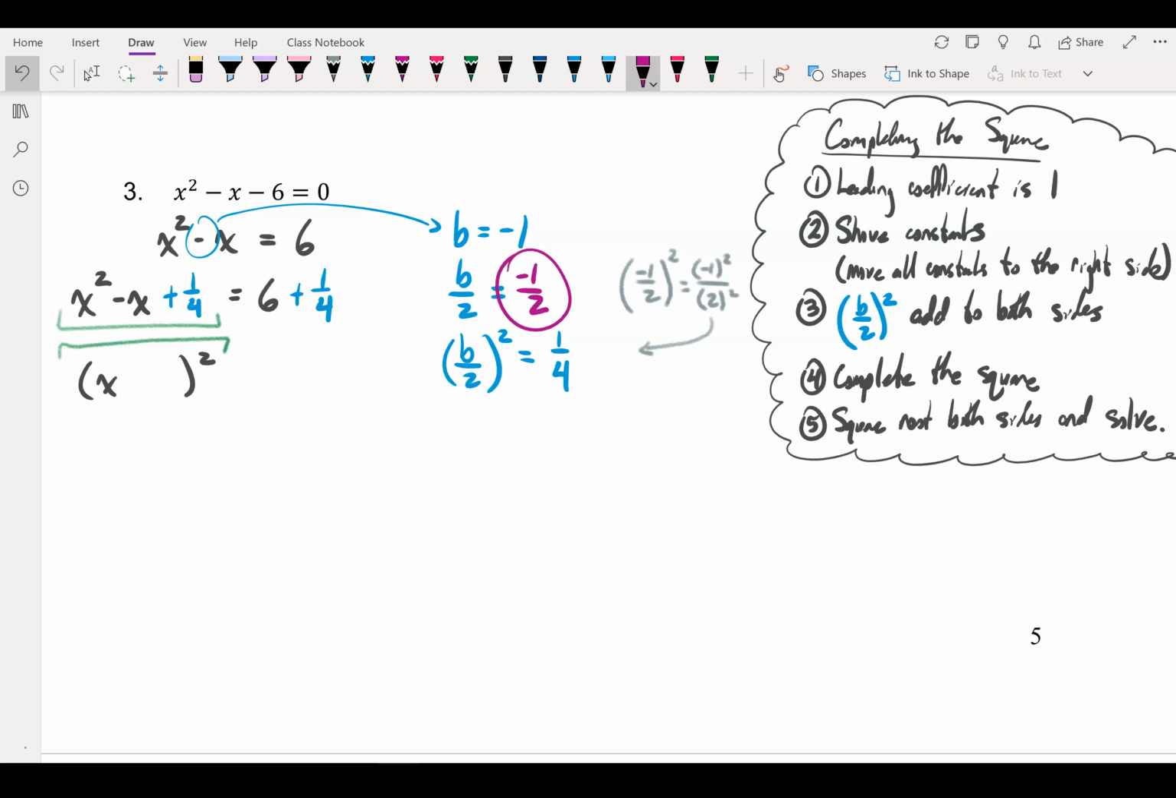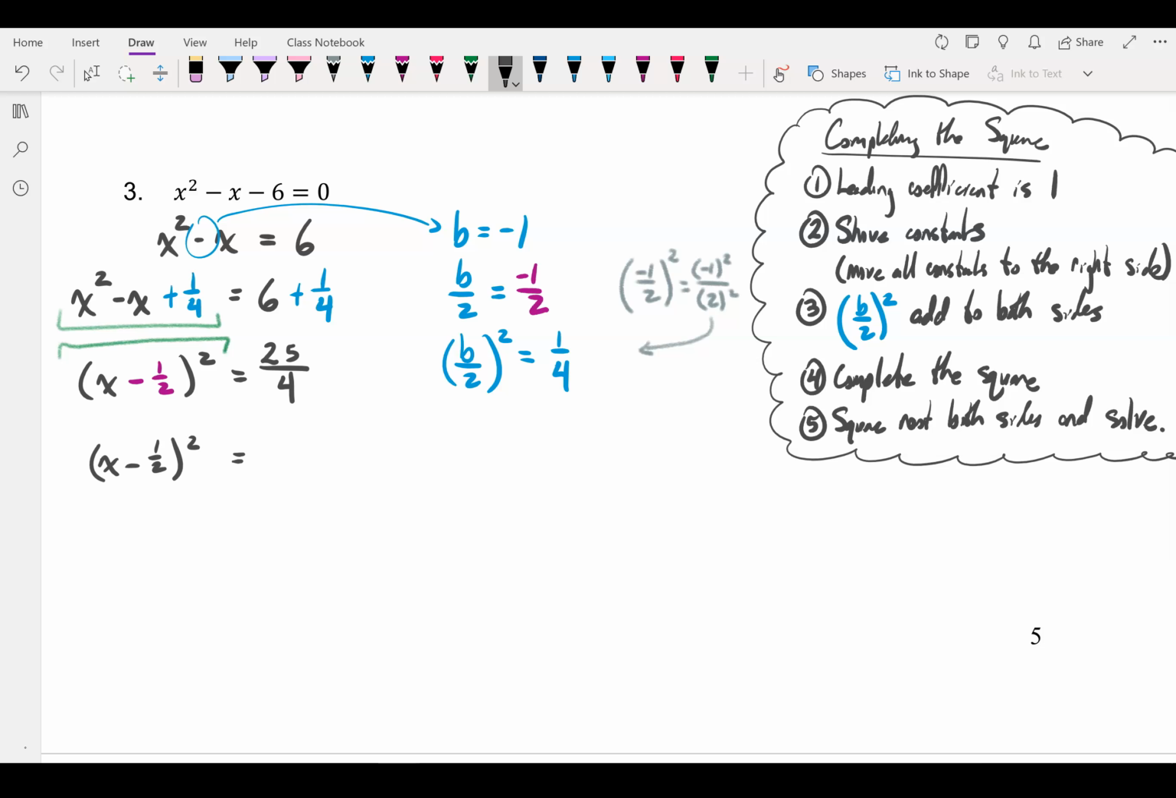It's the b value divided by 2. It's just this middle coefficient divided by 2. So it's x minus 1/2, all squared. On the right side, I simplify it. What's 6 plus 1/4? You can do it on a calculator. 6 plus 1/4 is 25/4. Now I can't go any further. I need to square root both sides.